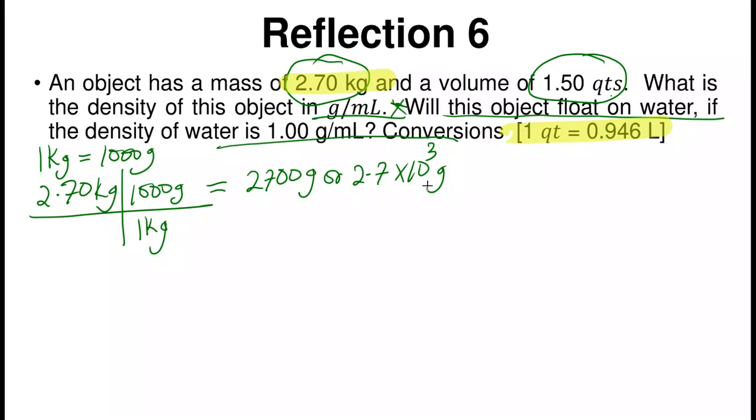For the second one, we want to convert 1.50 quarts to mils, not to liters. We're given milliliters, but we can always take it from there. Remember that a liter is 1,000 mils. So if we have that going for us, let's do something with that. We're going to start with 1.50 quarts.